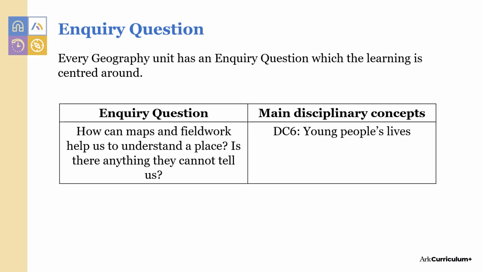Every geography unit has an inquiry question which the learning is centred around. Pupils answer the inquiry question at the end of the unit. The inquiry question for this unit is: how can maps and fieldwork help us to understand a place? Is there anything that they cannot tell us? The main disciplinary concept is DC6, Young People's Lives.